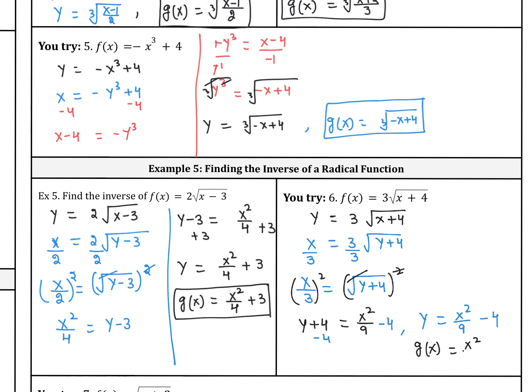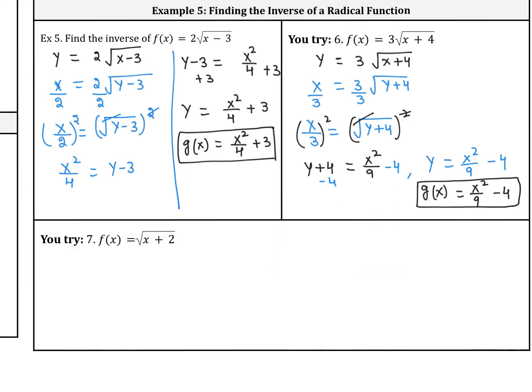And the inverse of f(x) is x squared over 9 minus 4. And the function we use for inverse is g(x). So the function we use is g(x), that is the inverse of the given function f(x). Next is question number 7. You're going to find the inverse of f(x) equals square root of (x plus 2). First step is y equals square root of (x plus 2).